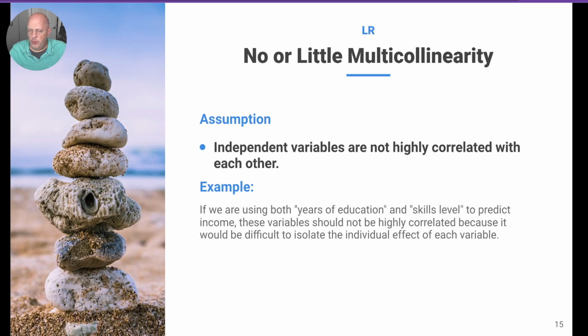So we use this one more in multiple linear regression, but the independent variables are not highly correlated. So this is where we do a heat map. We can do a couple different methods to test to see if our independent variables are correlated.